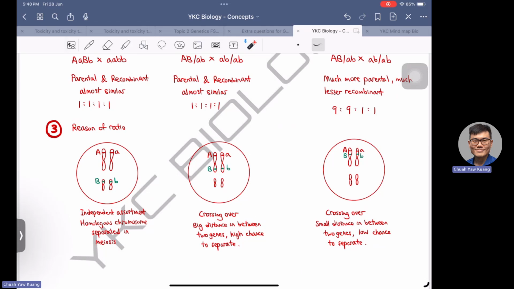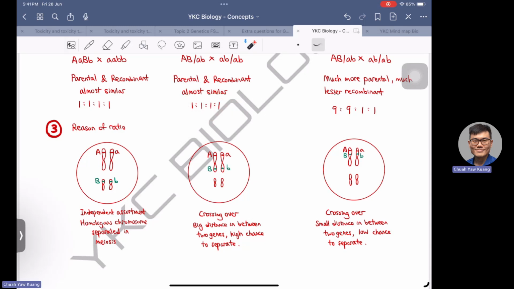Well, it comes to this one. When it is a linked gene, but they are very far apart on the same chromosome. So for this type, what is the reason why they will have this 1 to 1 to 1 to 1 ratio? Why will the recombinant have a similar chance as the parental? Why will the number of recombinant offspring be the same as the parental offspring?